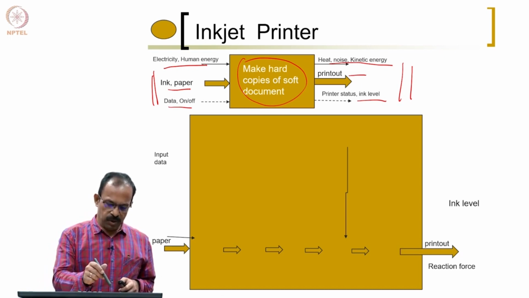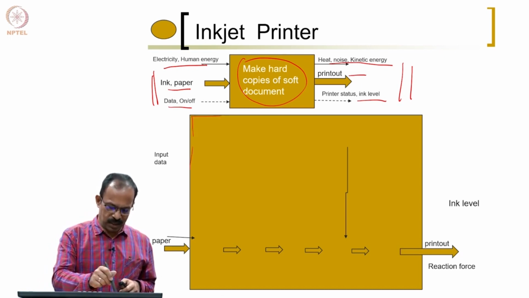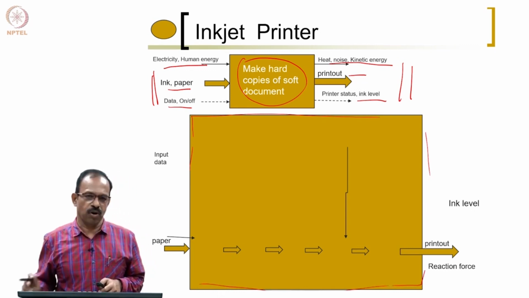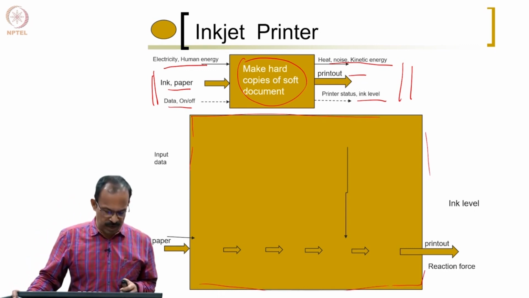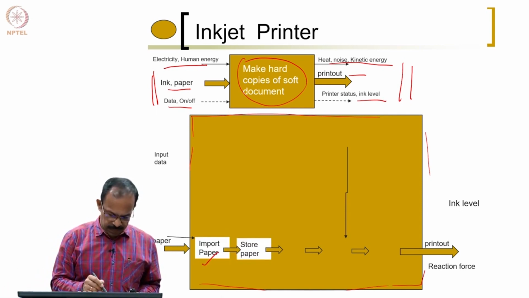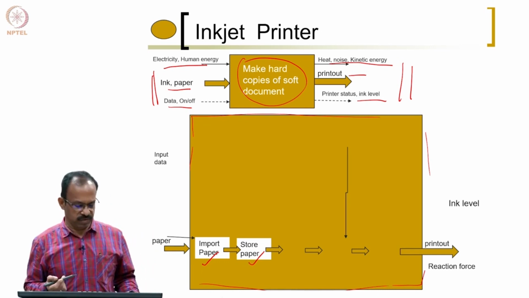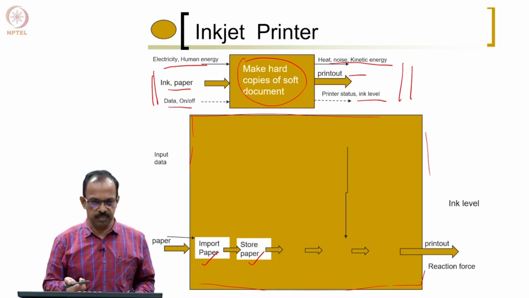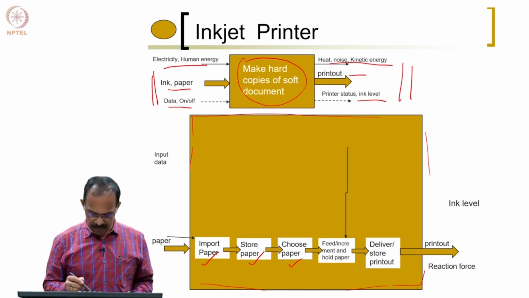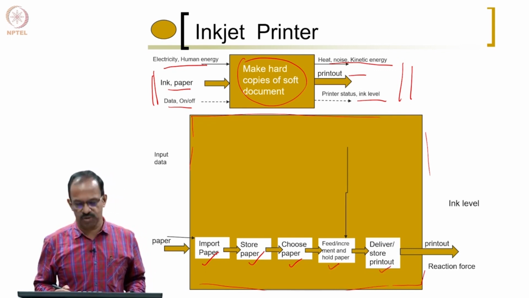Now, if I go through this decomposition, I can actually make the product. Within this box all the functions can be represented, and we will follow each input one by one. So, look at the paper. You take paper, so import paper and store paper. Okay. If there is a storing facility, you can store the paper in the printer. If not, the store paper function will not be there. And then choose paper. Depending on the paper and the number of copies, the paper is to be chosen, and then feed or increment the paper and deliver the paper or store the printout.